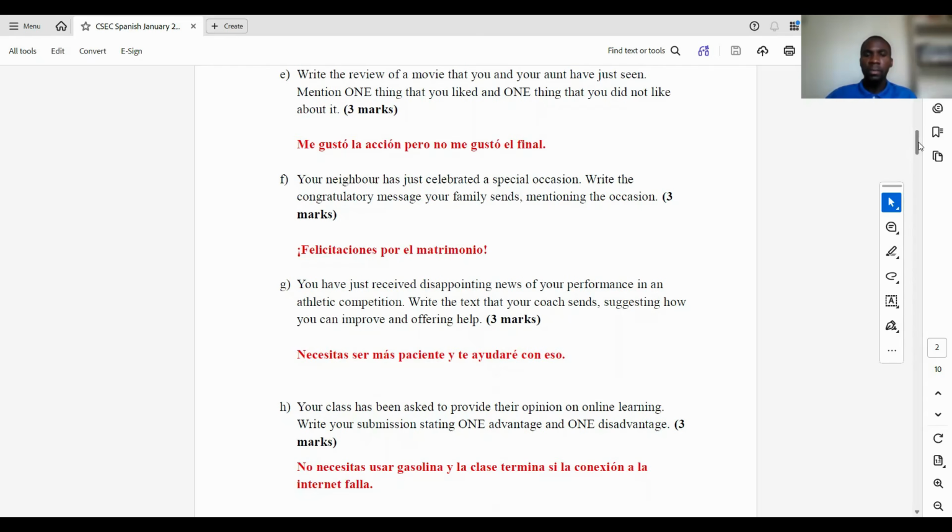Muy bien. G, you have just received disappointing news of your performance in an athletic competition. Write the text that your coach sends suggesting how you can improve and offering help. So you need two details. So you need to make a suggestion and then offer help. So necesitas ser más paciente. You need to be more patient. Y te ayudaré con eso. And I will help you with that. So the suggestion is you need to be more patient and I later or subsequently offer my assistance. Te ayudaré con eso.